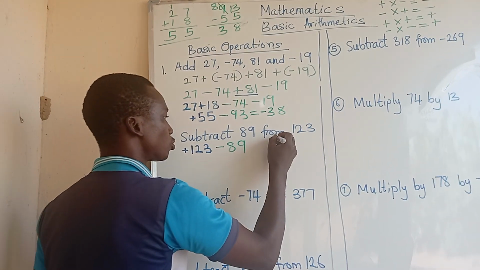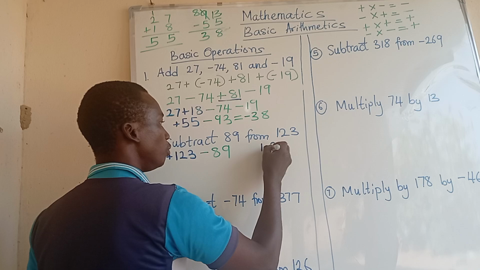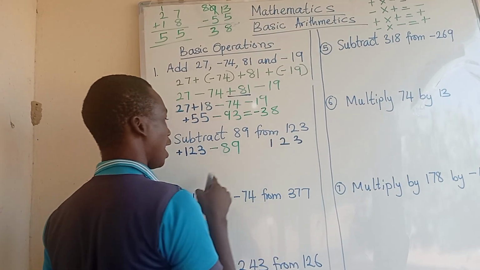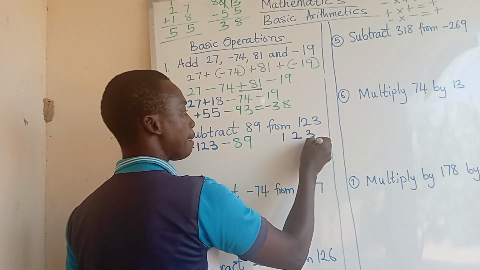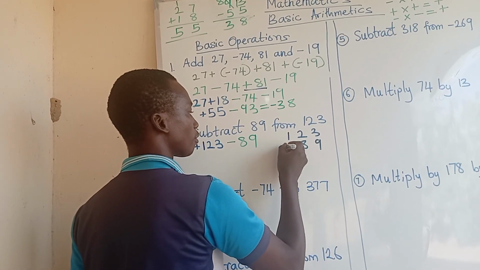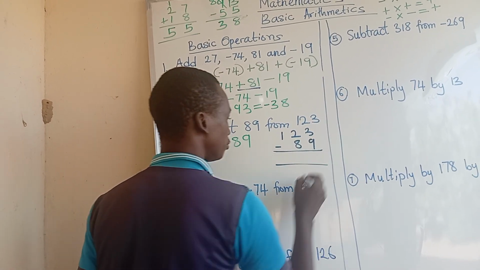Now, let's do the subtraction. Remember, I told you, always write the large number above and then the small number beneath. So let's carry out the subtraction.